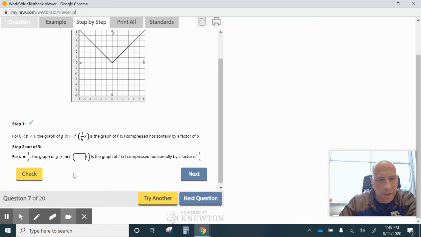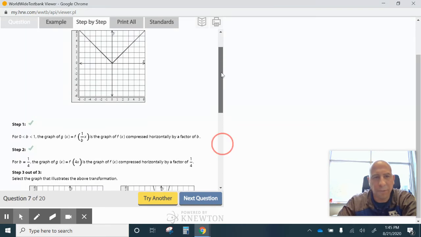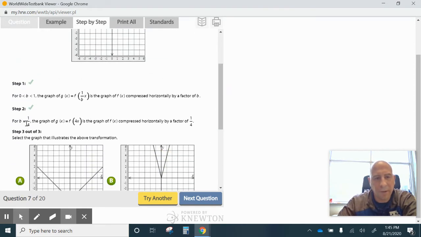Okay, so then that's 4. And here's where it gets so confusing. You notice that when you're ever dealing with horizontal compression or stretches, it's opposite what you say. So if they give you the fraction, you put it in as a 4. If they give you 4, you put it as a fraction. Okay. Now select the graph that illustrates the above transformation.